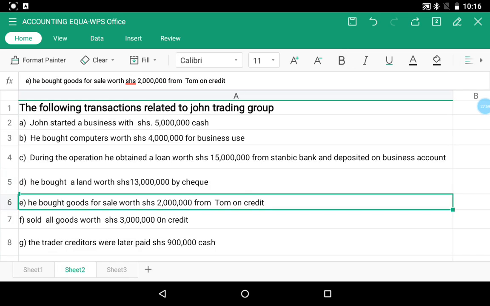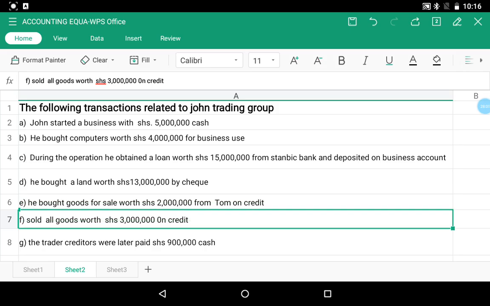Part F, they have said this man sold all goods worth shillings 3 million on credit, and the goods he was having, he sold them on credit, not cash, not bank, but on credit. That means our inventory is going to be affected, and also we have debtors, people who took goods from the business on credit, or people who did not pay.